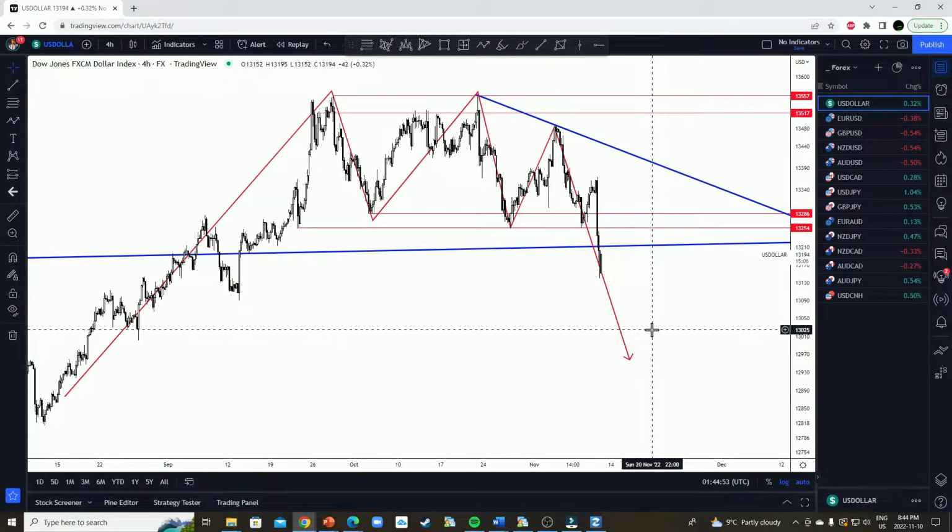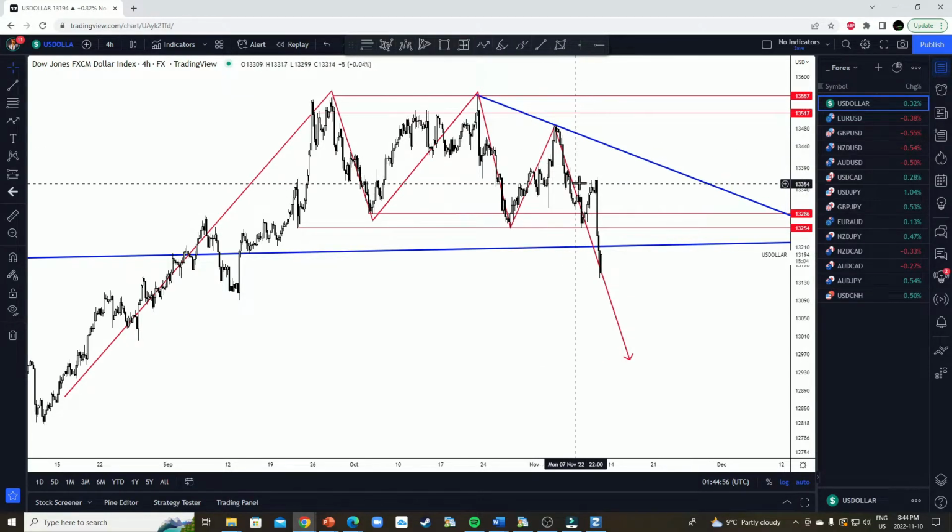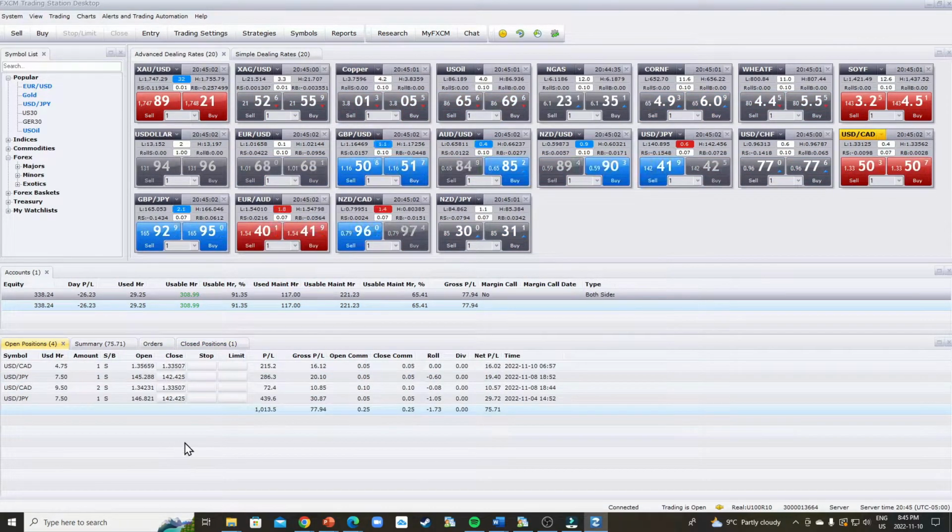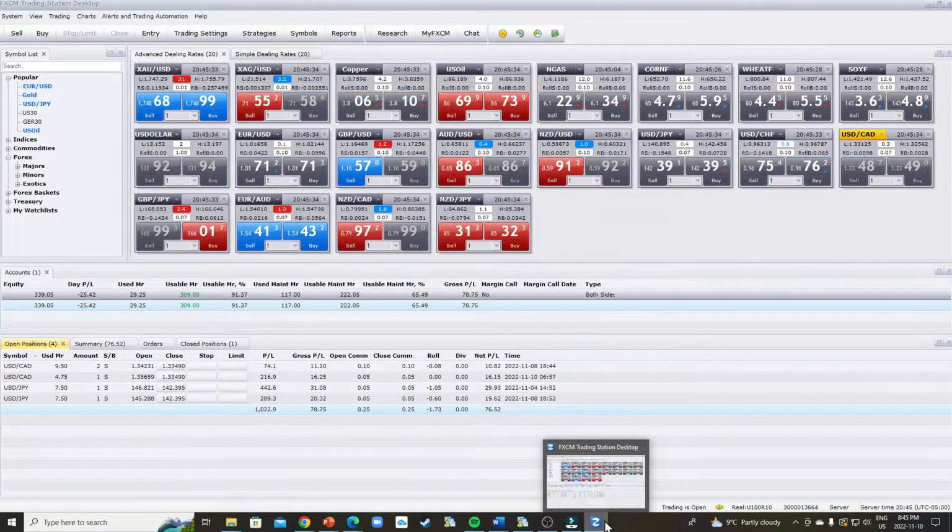So I shorted again in this zone, and if we look now at my open positions, I have two lots, two micro mini lots. So I got 441 pips here, 288 there. So the account flew to 338. Earlier it was more than that. It was like 360, I think. So I closed down this trade here just to have the retracement that is inevitably gonna come now.